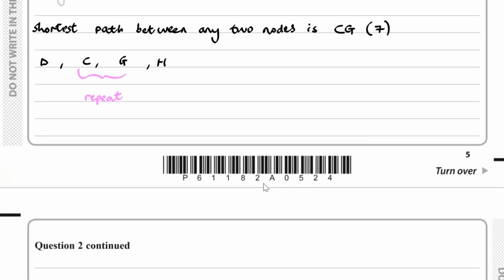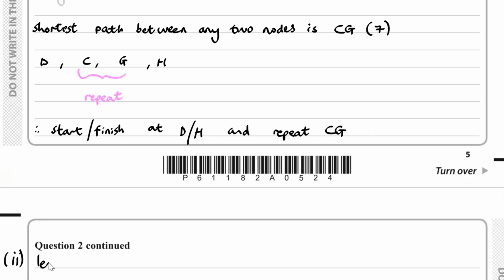And therefore, if we repeat CG, we can therefore conclude that we can start and finish at D or H, and we can repeat CG. Okay, and then the length of the new route, we have the 275 plus the 7 from CG, which is 282 meters. Okay.